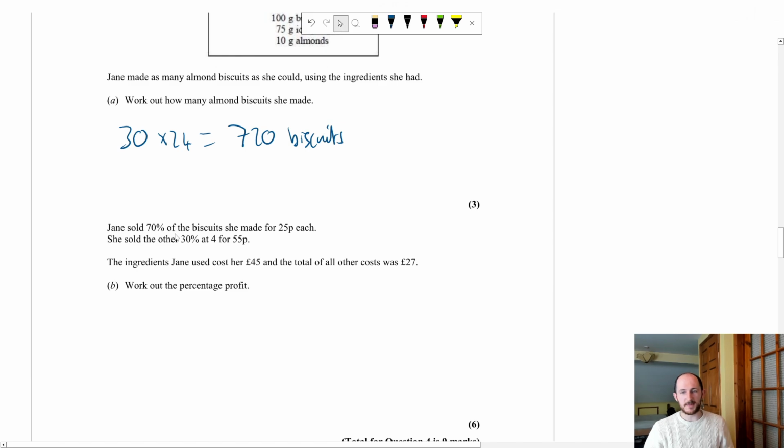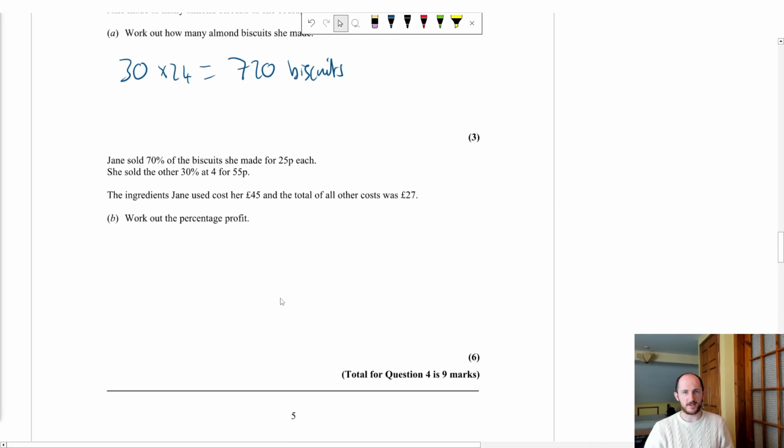She sold 70% of the biscuits she made for 25p each. She sold the other 30% at 4 for 55p. The ingredients used cost her £45, and the total of all other costs is £27. Work out percentage profit. So, first of all, what I would do is write out the percentage profit equation.